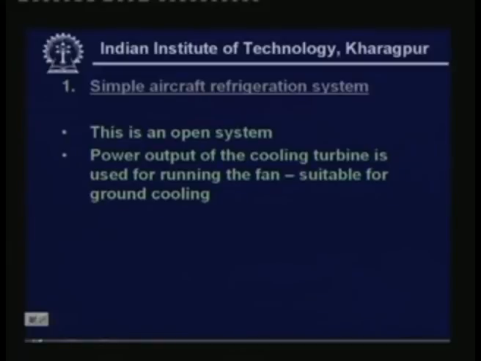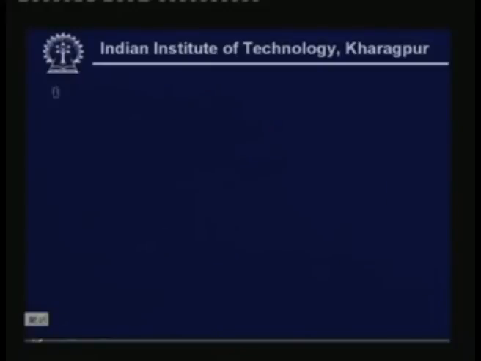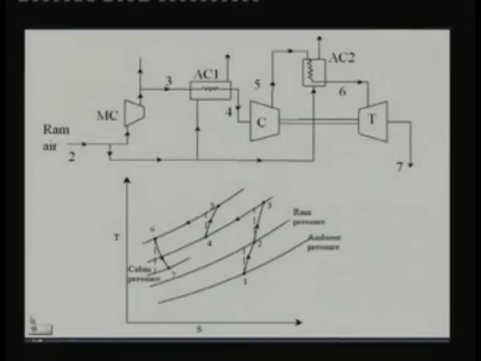So, this system is generally suitable for ground cooling, and it is suitable for low speed, low altitude aircraft, okay. So, simple systems are used for low speed and low altitude aircraft. The second system is what is known as the bootstrap system. Let me very quickly explain the bootstrap system.